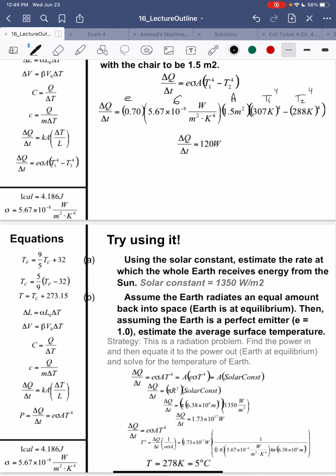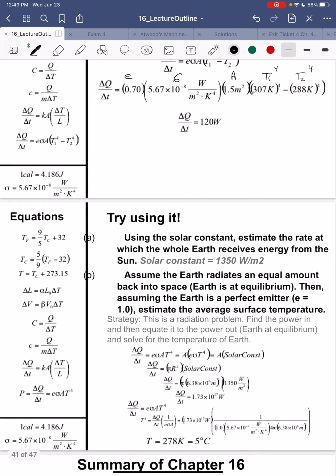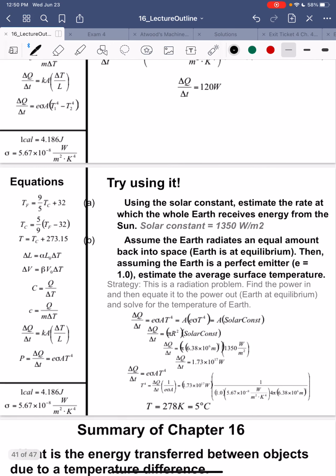Now, using the solar constant, estimate the rate at which the whole Earth receives energy from the sun. The solar constant is 1350 watts per square meter. We're going to assume that the Earth is radiating an equal amount back into space, which means it is in equilibrium. Then, assuming the Earth is a perfect emitter, as e equals 1, estimate the average surface temperature.